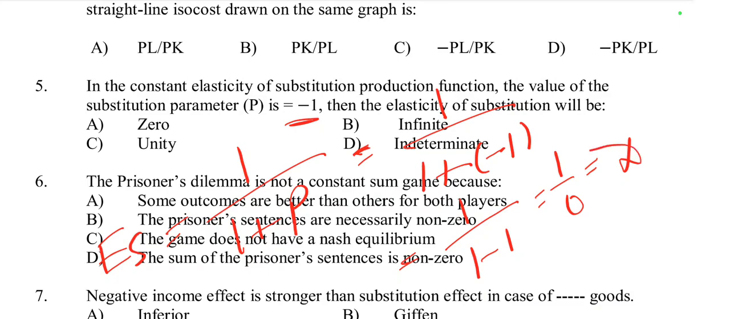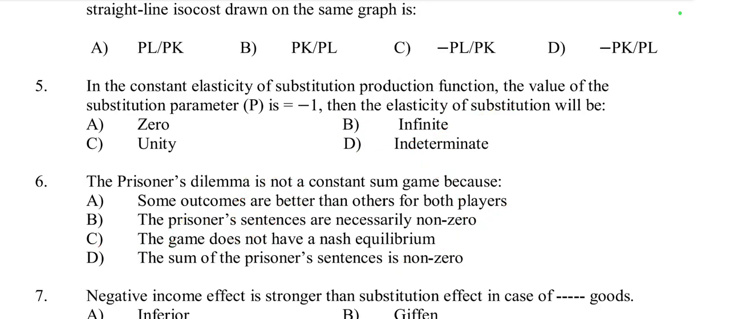0 by something is equal to 0, but something by 0, if we divide by 0, we cannot get the value. So its value is infinite or indeterminate. With an infinite value, we cannot say the particular amount of value. So here infinite, option number B, is the right option.